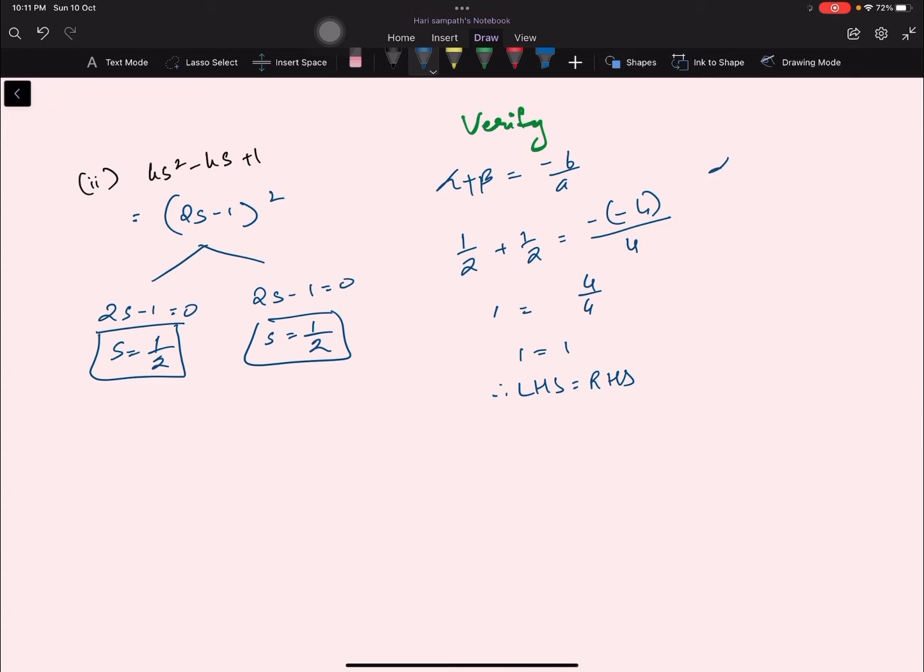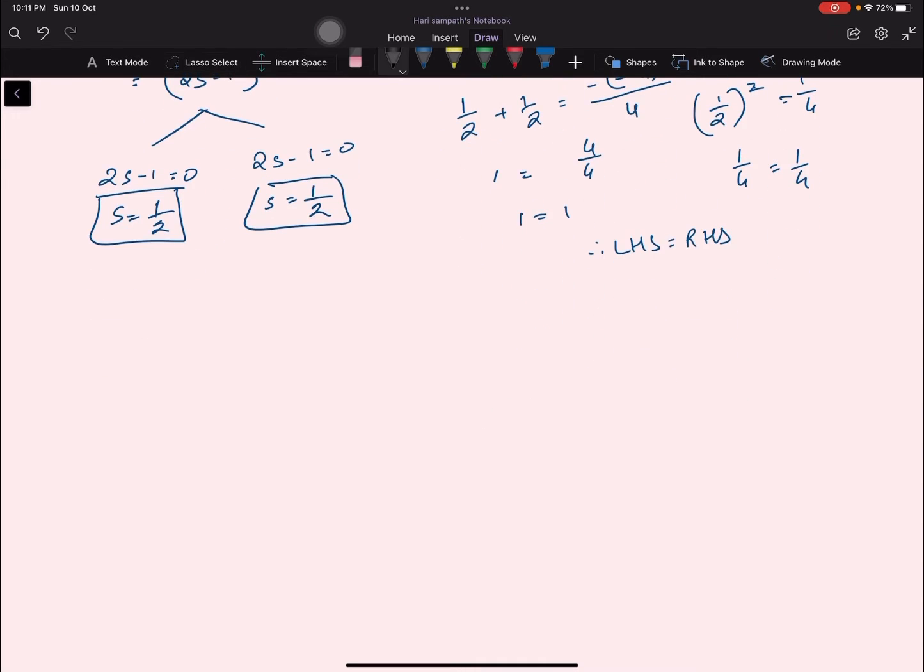I'm going to do the same for alpha beta equals c by a. What is c by a? 1 by 4. And alpha beta is half into half. Half square. So it will be 1 by 4 equals 1 by 4. Therefore LHS equals RHS. This sum is verified. Moving on to the next sum.